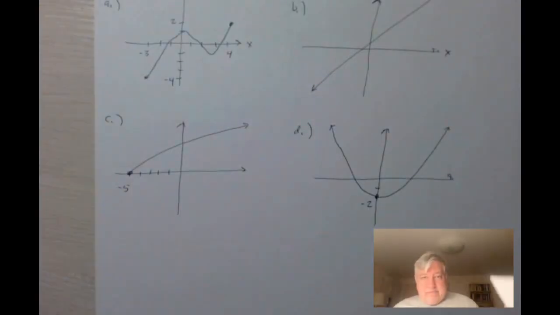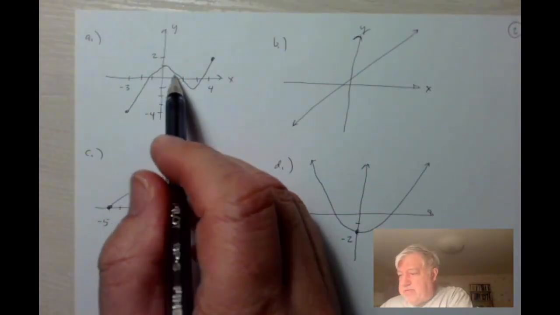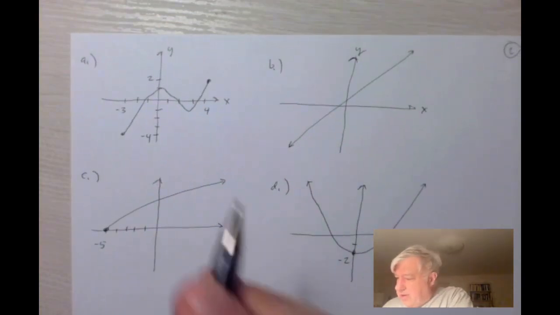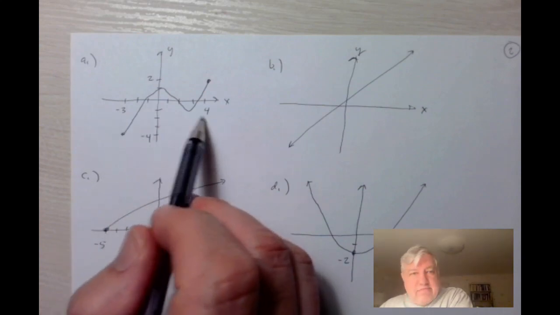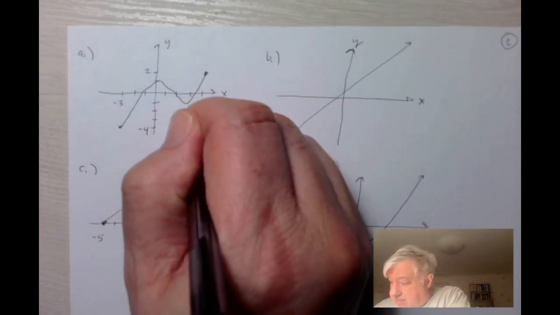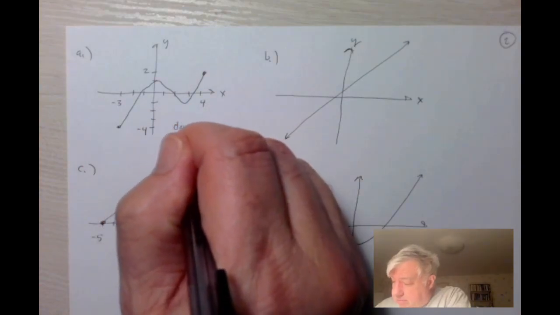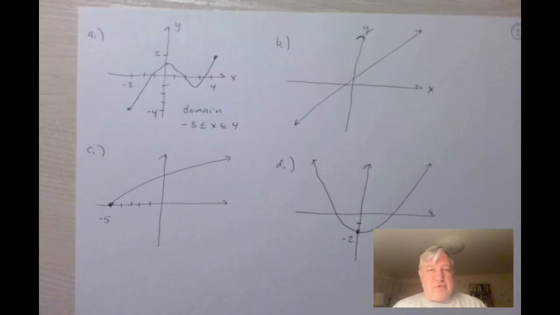So over here, in this graph, first of all, this is a function. Y is a function of x because it passes the vertical line test. But we can see that any x value between negative 3 and 4 corresponds to a point on the graph. So in this case, the domain would be all x values between negative 3 and 4. Again, we don't care about the y values when we're talking about the domain.